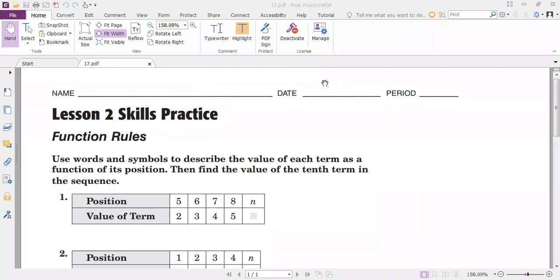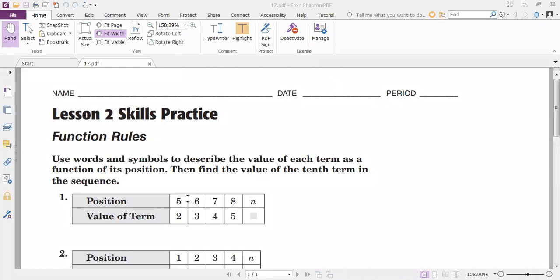Use words and symbols to describe the value of each term as a function of its position. Then find the value of the 10th term in the sequence. In the sequence, okay. Thank you.